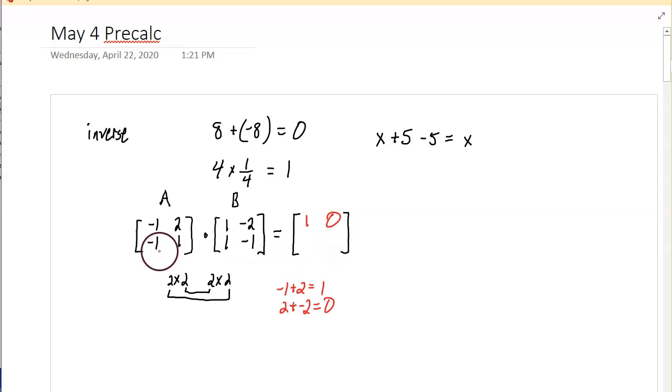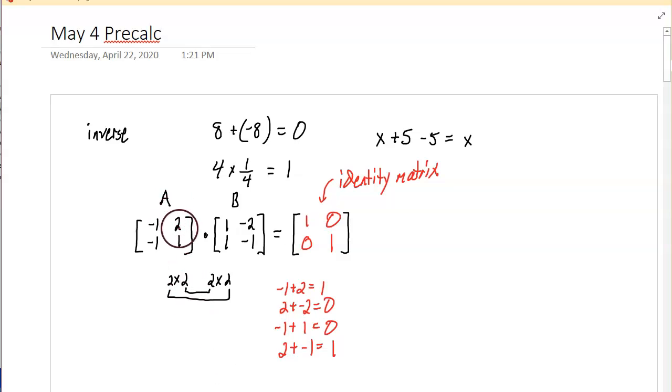Now we'll get the bottom left number. -1 times 1 is -1, plus 1 times 1 is 1, and these add up to 0. And now we'll get the bottom right number. -1 times -2 is 2. 1 times -1 is -1, and these add up to 1. This matrix that has a diagonal of 1s and 0s in the other two positions is the identity matrix. Because matrix A multiplies to matrix B to create the identity matrix, we think that A and B are inverses.